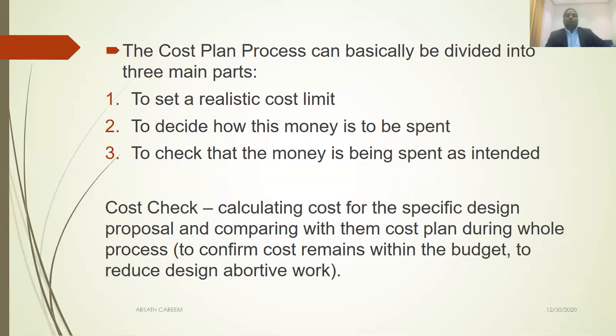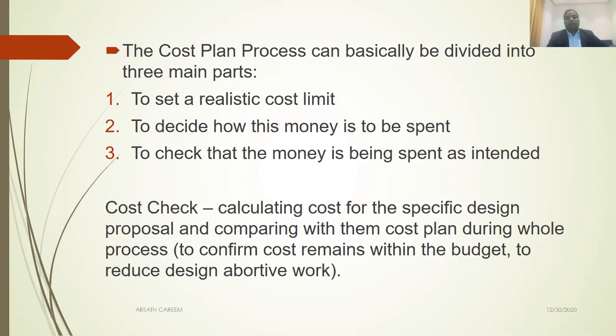The process is basically divided into three main parts. You have to prepare a cost plan, and how you will do that is what this is all about. It has three steps. First, you have to set a realistic cost limit. What does realistic cost limit mean? Cost limit means a budget. First, you have to set a realistic budget. For this, the QS's knowledge is very crucial. The experienced QS has to use similar past projects to decide. How we will decide, we will see.